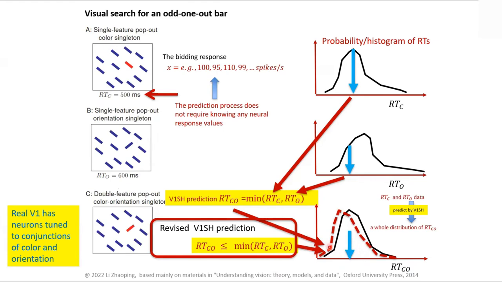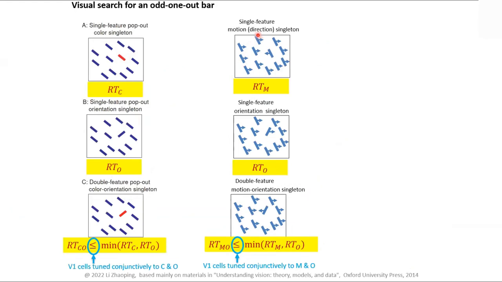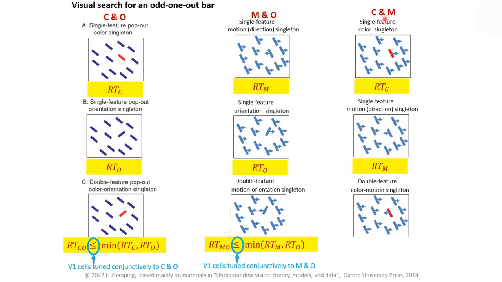So you can do it for orientation and color, and you can do it for motion and orientation. Both are less, because in V1 we do have cells tuned to motion and orientation. But in V1 we have no cell tuned to both color and motion. Therefore, this should be equal. So V1 is peculiar, okay? It has cells tuned to both color and orientation, and motion and orientation, but no cell tuned to both color and motion. So this is equal. This is the signature of V1.